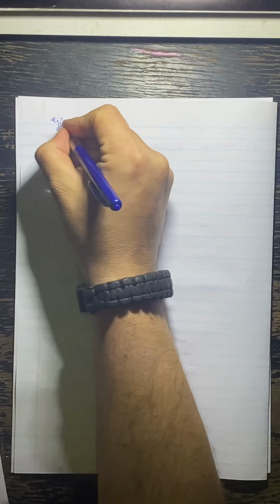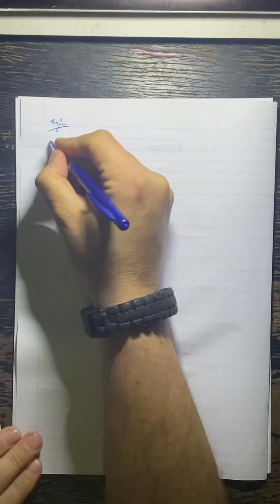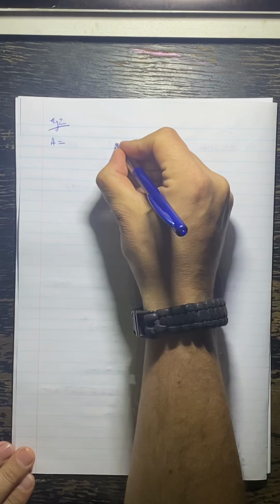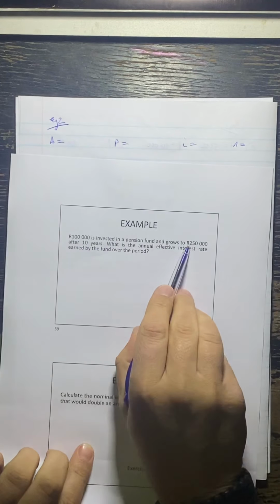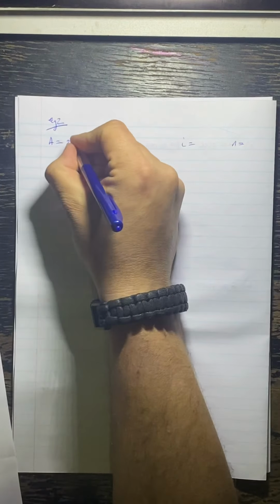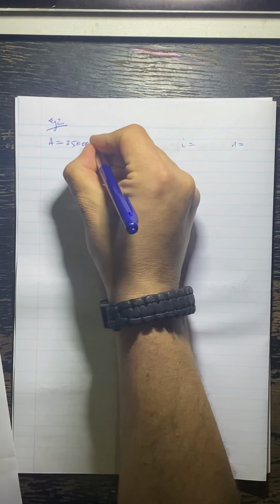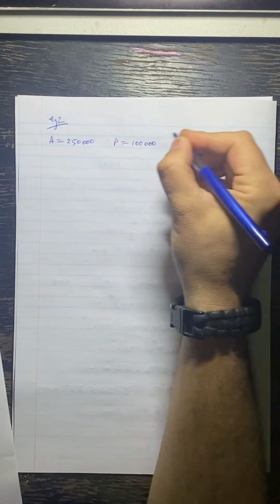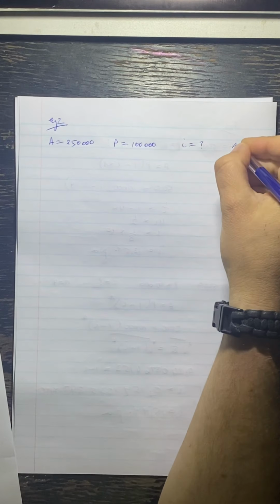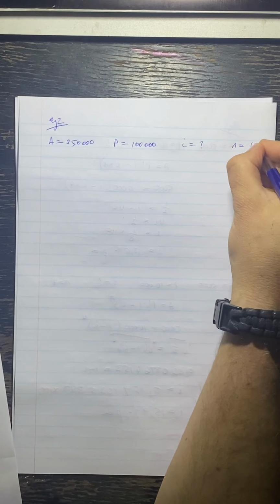Okay, so example 2, we've got A is equal to, P is equal to, I is equal to, and N is equal to. So our accumulated amount, they invested 100,000, and what came out was 250,000. So accumulated amount is 250,000. The principal was 100,000. The interest we don't know, and the time period for this was 10 years.